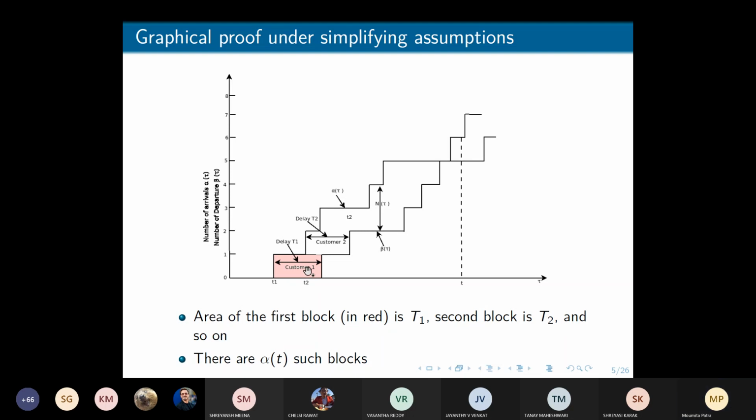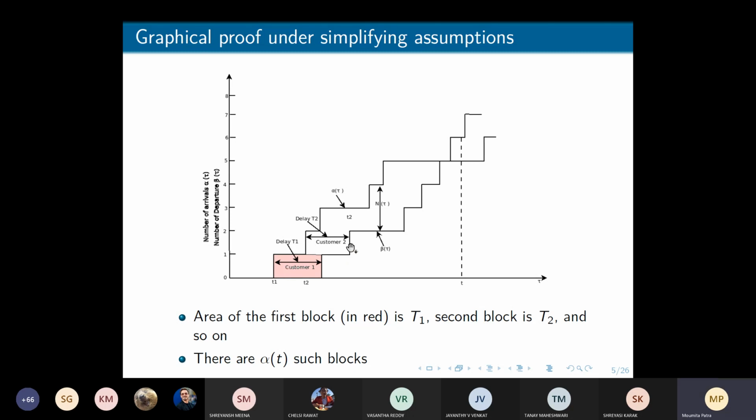The area of this first block is the time that the first customer spent in the system. So the area of the first block is t1.